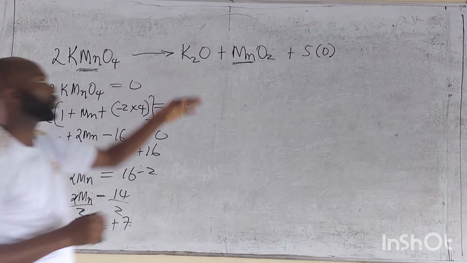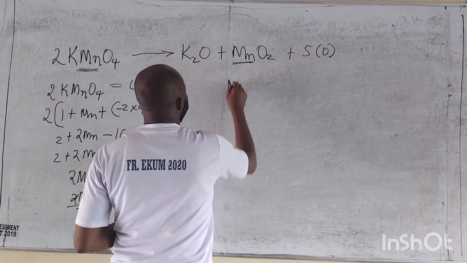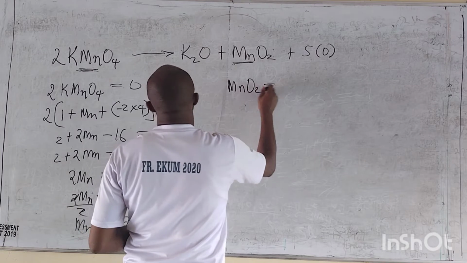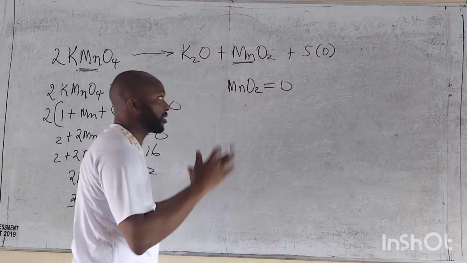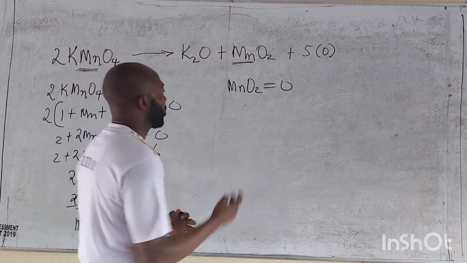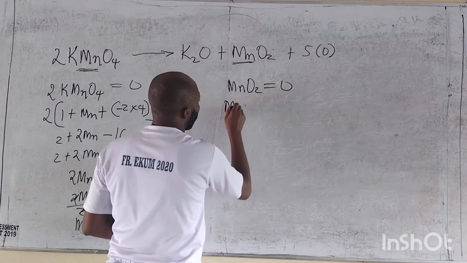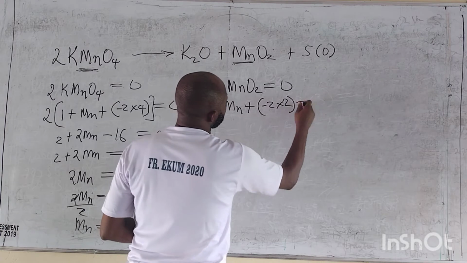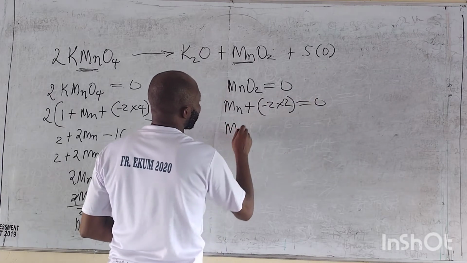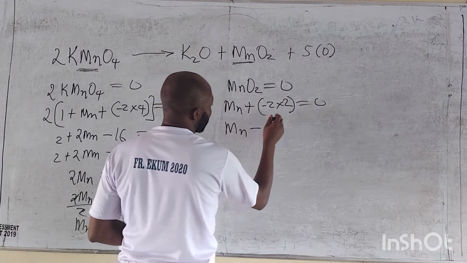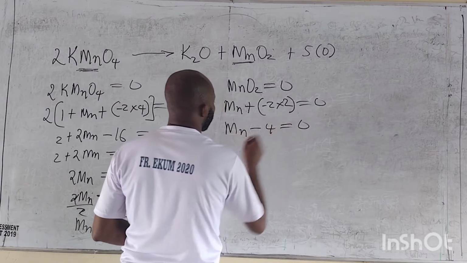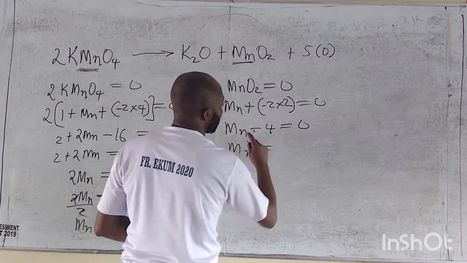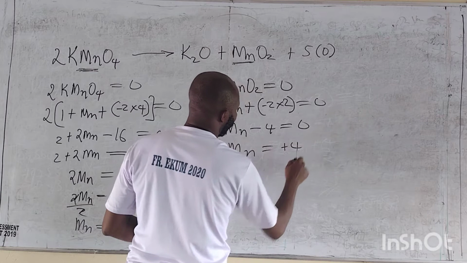Let us see it this way. So I have my MnO2 equals 0. The oxidation number of all the elements in the free state equals 0. In the compound, manganese is what I'm looking for, plus oxygen is minus 2 times 2. Yes, it equals 0. So this is manganese, plus times minus is minus, 2 times 2 is 4. All equals 0. So manganese equals, this crossover becomes plus 4.